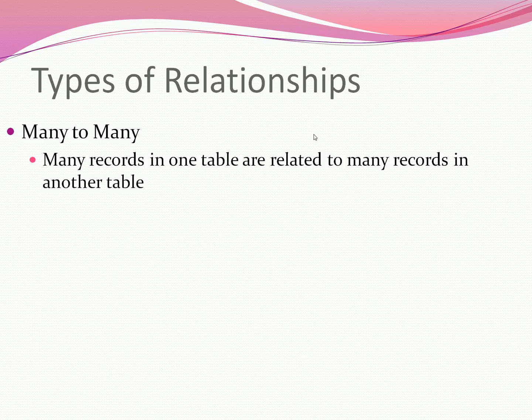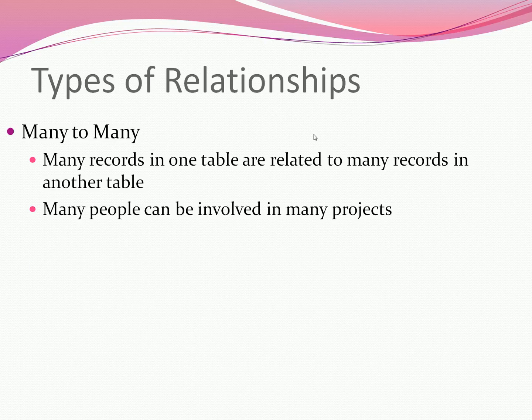The third and final type of relationship that we are going to look at is a many-to-many relationship. This is where many records in one table are related to many records in another table. If you mold this in your head for a minute or two, you can kind of see that this really doesn't work all that well. For example, many people can be involved in many projects. I'm sure those of you in the working world know that you can be involved in many projects at the same time. Especially project managers, systems analysts, things like that can have many projects going on at once.